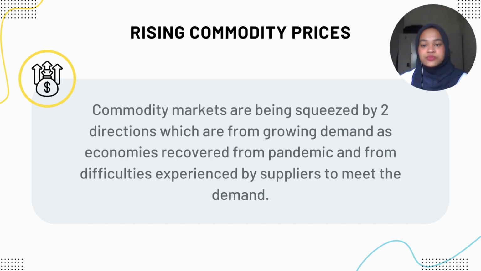Commodity prices, such as the price of crude oil, metals, grains, and other internationally traded commodities, are rising at the highest rate in Turkey since 1995. Commodity markets are being squeezed from two directions. On one hand, growing demand as economies recover from the COVID-19 pandemic, and on the other hand, difficulties experienced by suppliers in meeting the growing demand.